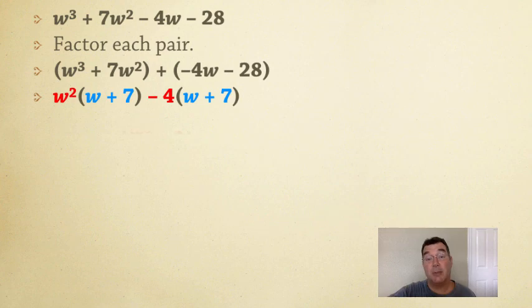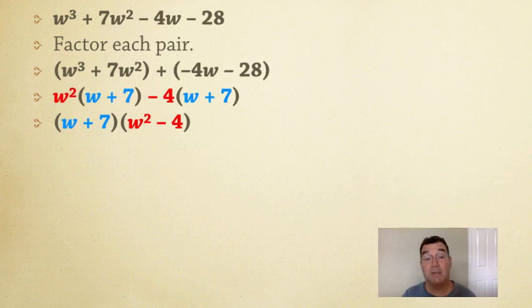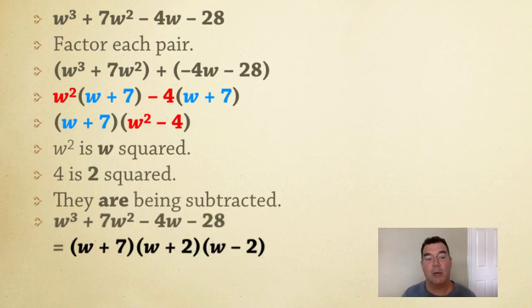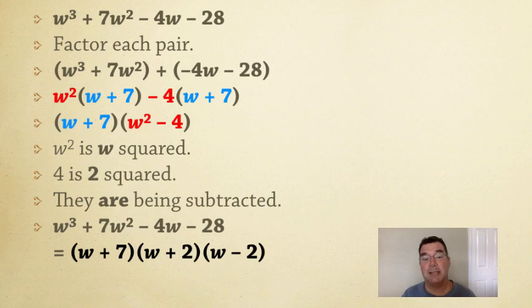Both of those have a w plus 7 in parentheses, which can be factored out, leaving me with w squared minus 4. Now, w squared minus 4 is a difference of squares because w squared is a perfect square and 4 is a perfect square, and they are being subtracted. So if I figure out the square root of each part, then I can write the factorization as w plus 7, which is what I had before, and then that w squared minus 4 can be written as w plus 2 times w minus 2.